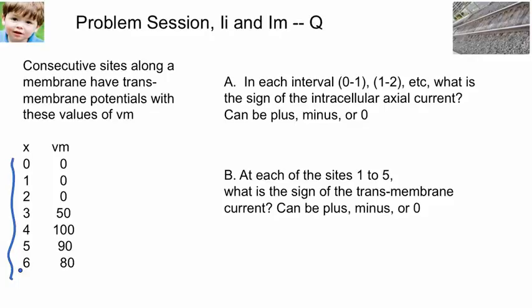The first question is, what is the sign of the intracellular axial current in each interval along the way? So the answer can be positive, negative, or zero. And the second question is, at each of the sites, 1 to 5, that is not at the ends, but all of the interior sites, what is the sign of the transmembrane current? It can be plus, minus, or zero.